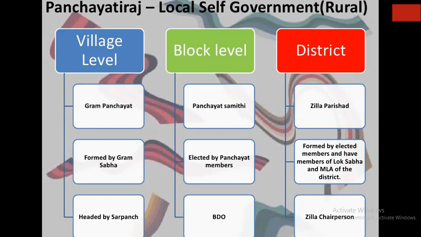And how is Jilla Parishad formed? It is formed by the elected members, and it also has members of Lok Sabha and MLAs of the district. The head is the Jilla chairperson. At village level also the same thing is there. Gram Panchayat is there. People over there know the Gram Panchayat, they know the Sarpanch, they know how to go and have a talk with them.